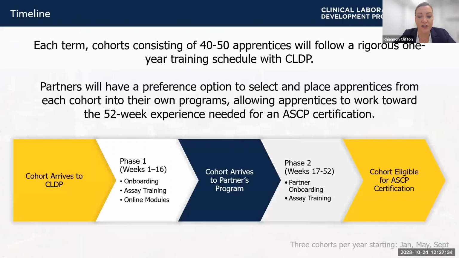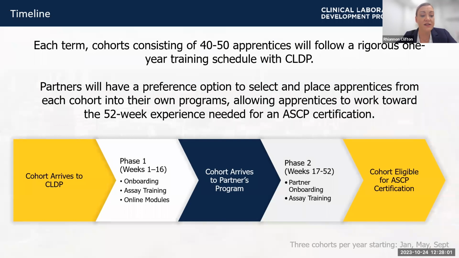Each term, which starts in January, May, and September, cohorts consisting of 40 to 50 apprentices will follow a rigorous one-year training schedule in the program. Partners will have preference option to select and place apprentices from each cohort into their own programs, allowing them to work toward the 52-week work experience needed for ASCP certification.